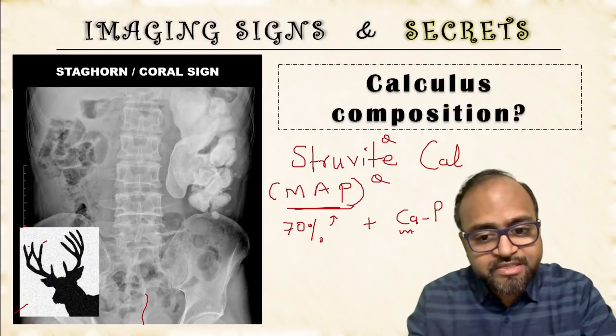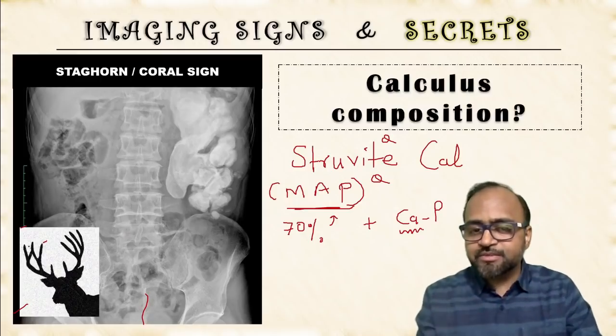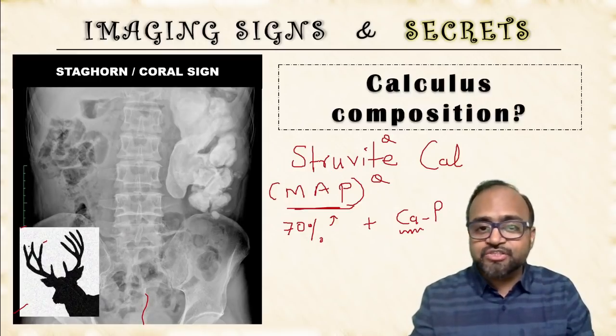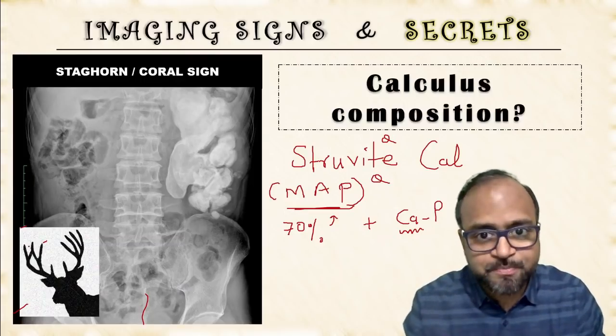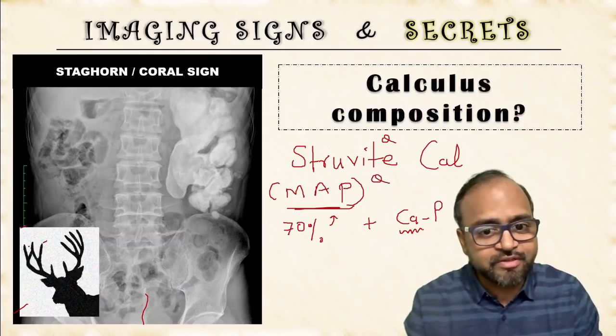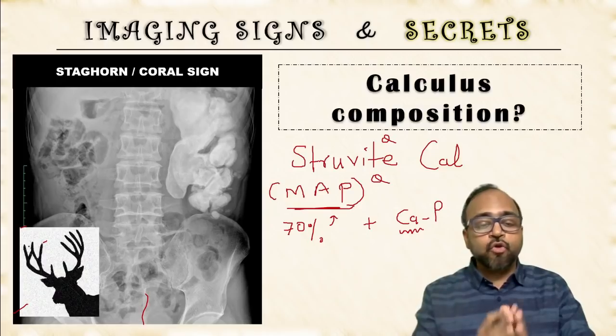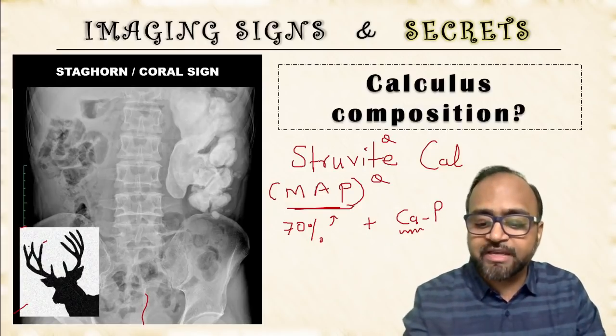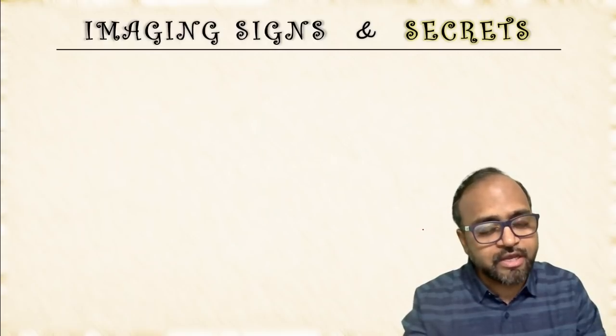And it is this little bit of calcium content, around 20 to 30% in this composition, that is going to give rise to the radiodense appearance in this particular radiograph. So this is the composition of these staghorn calculi. These are struvite or magnesium ammonium phosphate calculi.